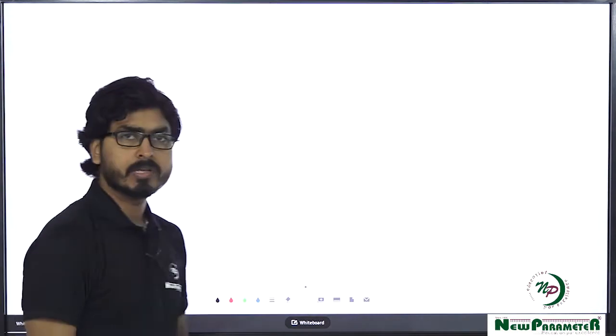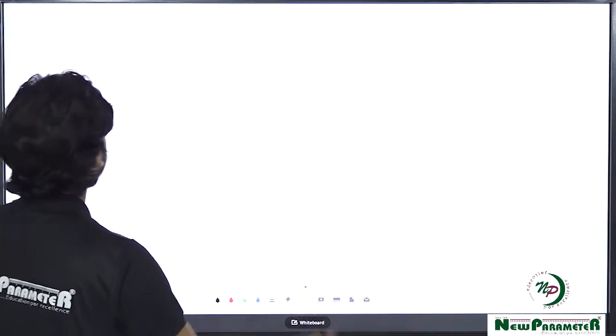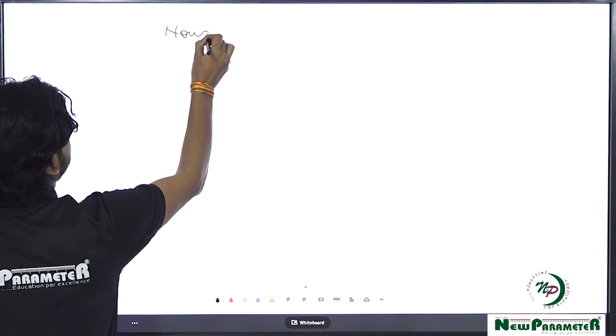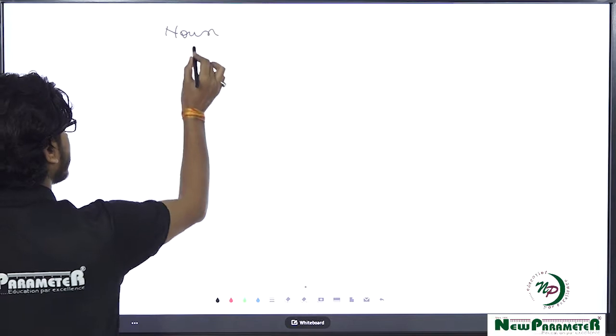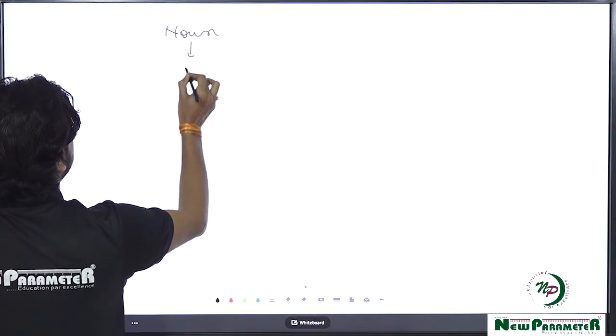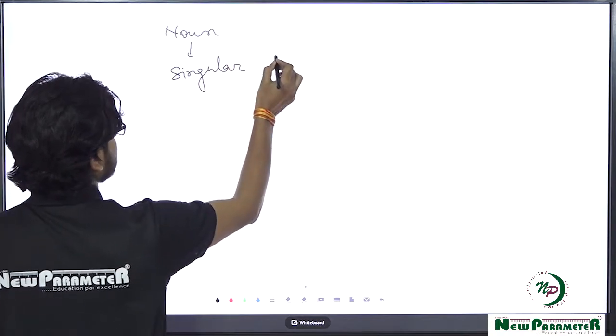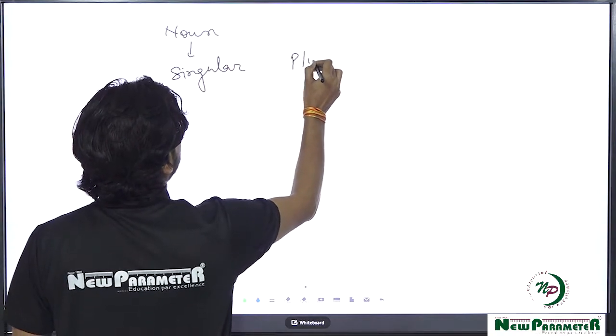Now move to another point. Where we have to use a and an, simply if I see a noun. Noun is basically divided into 3 parts. Firstly, singular noun. Secondly, plural noun.